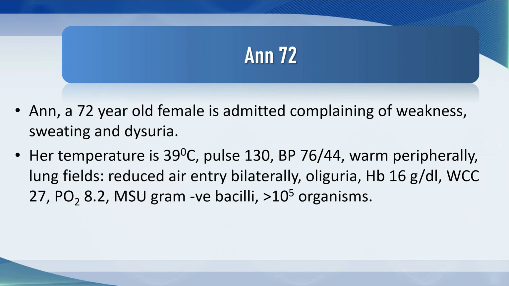Anne is a 72-year-old female admitted complaining of weakness, sweating and dysuria. Her temperature is 39 degrees Celsius, her pulse is 130, blood pressure 76/44. Her extremities are warm, her lung fields demonstrate reduced air entry bilaterally, there's oliguria. Her hemoglobin is surprisingly high at 16 grams per deciliter with a high white cell count, hypoxemia with a PO2 of 8.2 kilopascals or approximately 60 millimeters of mercury, and her urinary sample is positive for gram-negative bacteria.